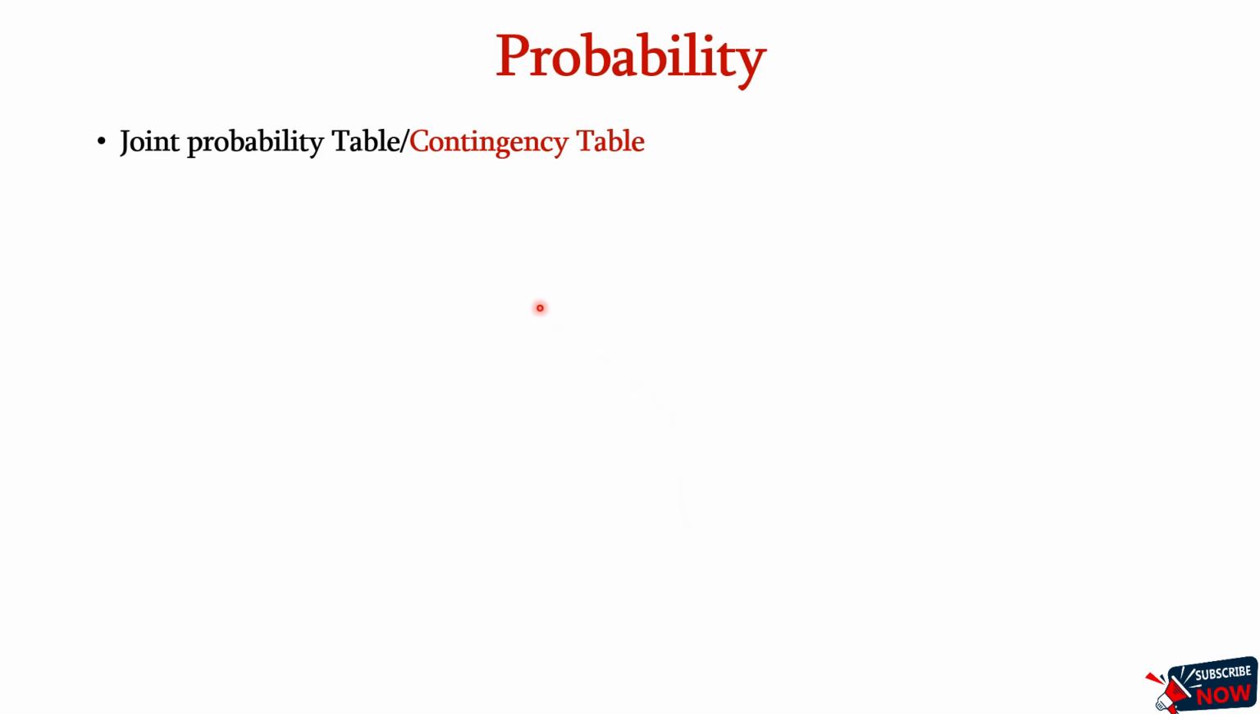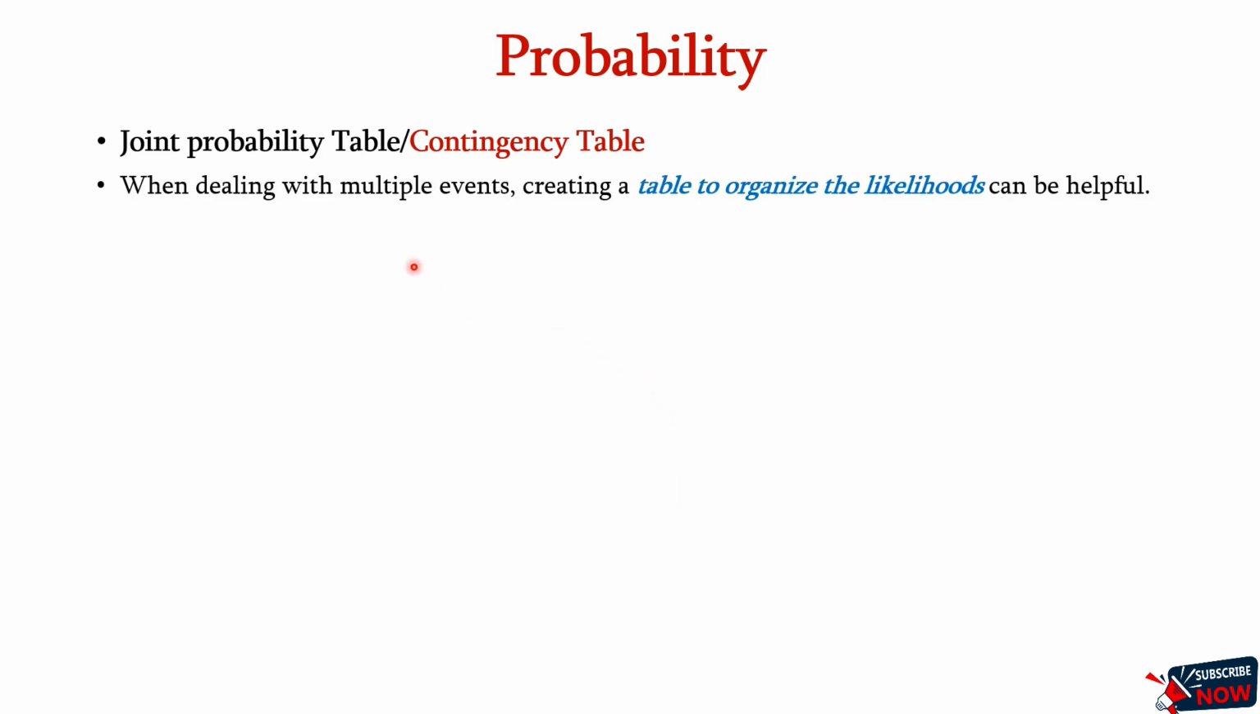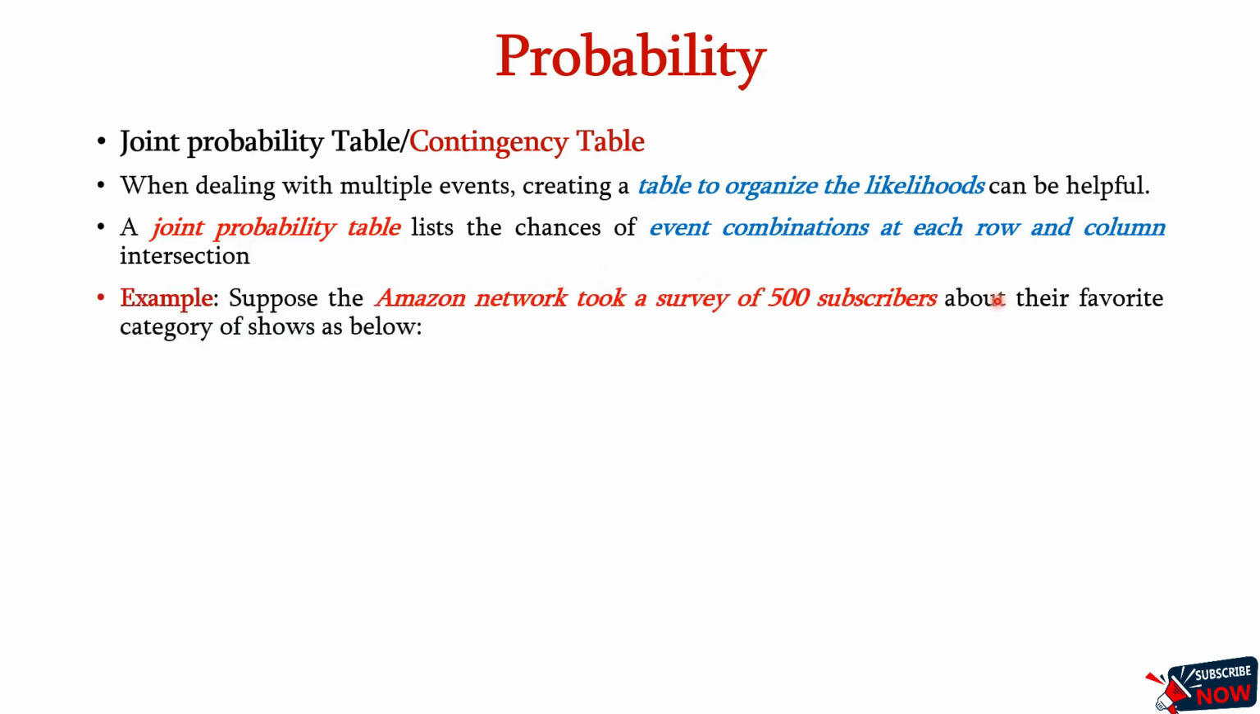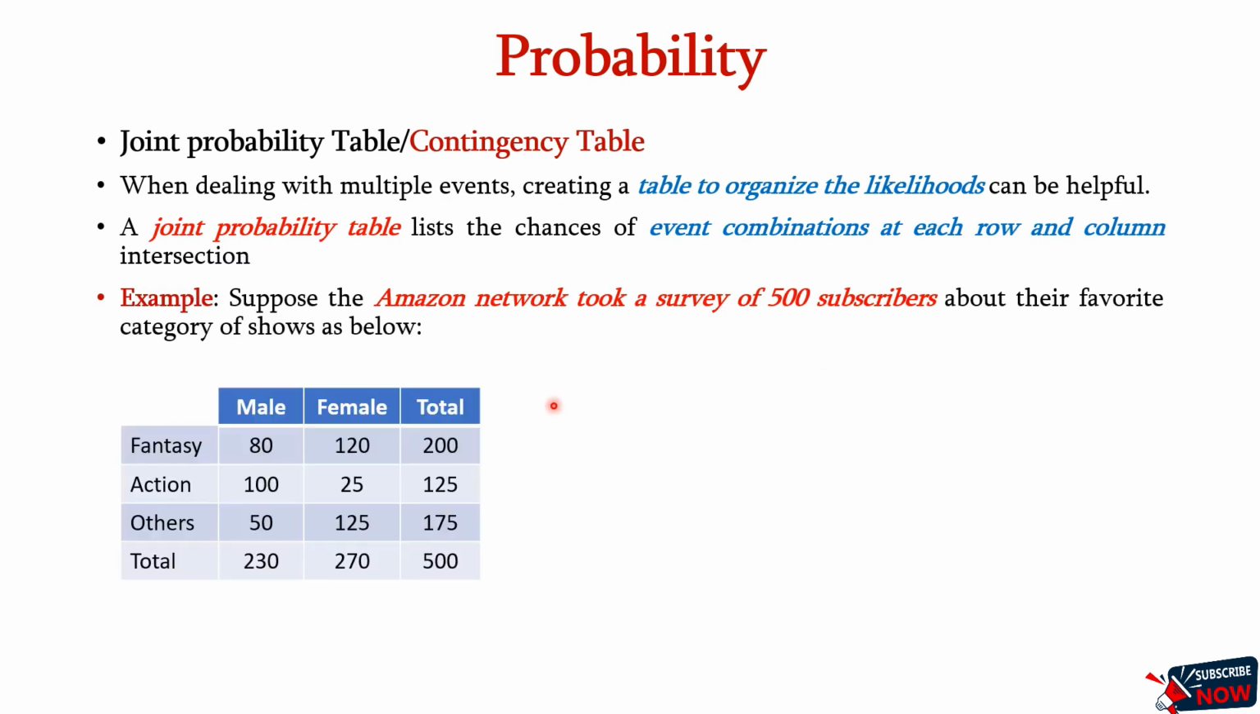First, let us see about the contingency table or joint probability table. When we are dealing with multiple events, creating a table to organize the likelihoods can be helpful. This table lists the chances of event combinations at each row and column intersection. Let us consider an example. Suppose that Amazon Network took a survey of 500 subscribers about their favorite category of shows as mentioned in this table. We have three categories of shows, that is fantasy, action and others, and subscribers are male and female.